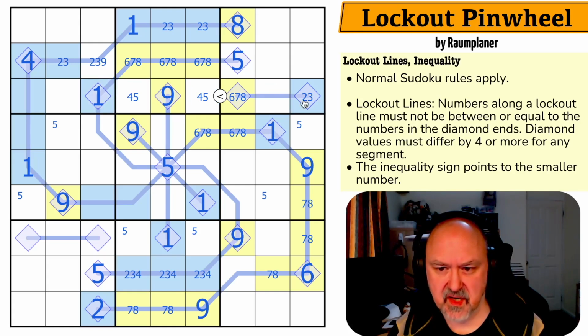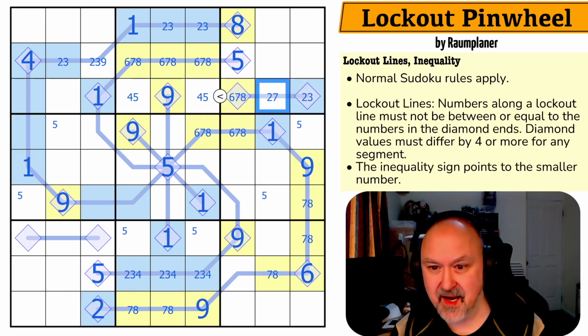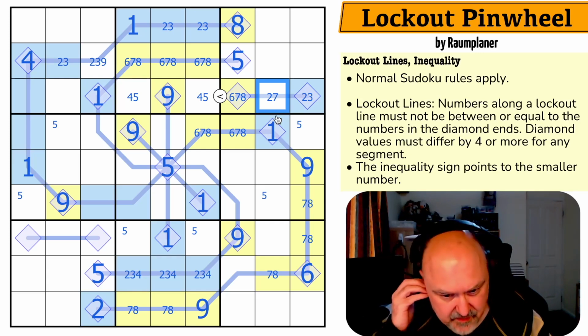So this could be 1. It could be 2. It can't be 1, actually. So this is 2, 7, 8. Can't be 9. And if it was anything else, then it wouldn't be outside the range of those digits. It can't be 8, so it's 2 or 7. That's interesting. Maybe. Okay.